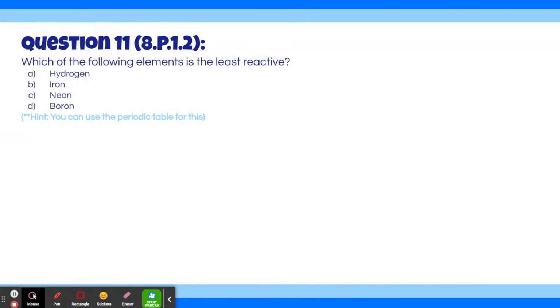Question 11. Which of the following elements is the least reactive? A, Hydrogen; B, Iron; C, Neon; D, Boron. You can use the periodic table for this one.